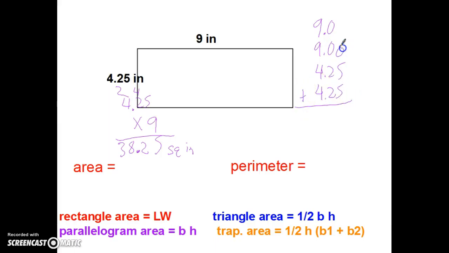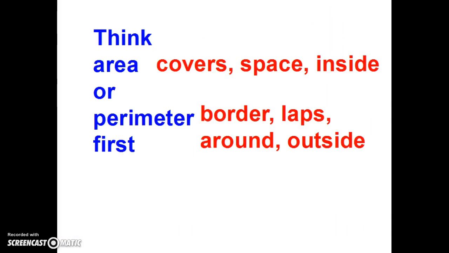A lot of people are going to want to add the extra zeros there just to make sure that everything lines up nice. 510, 135, 18, 22, 26. 26.50 inches to go all the way around.